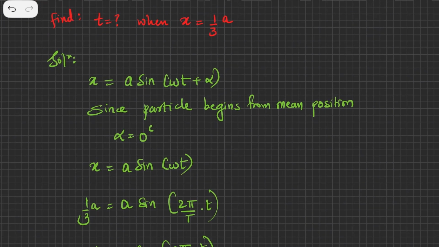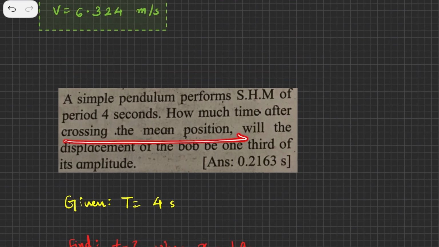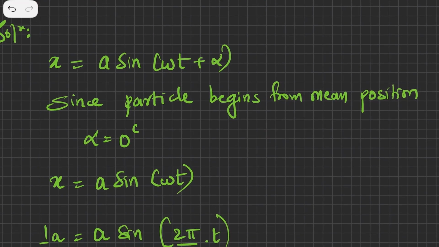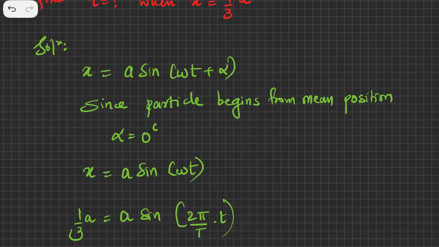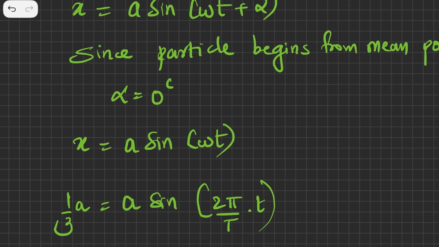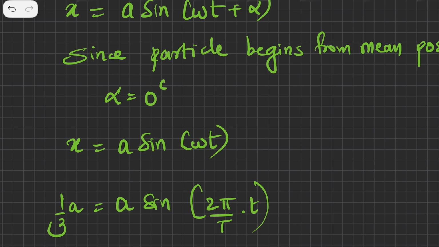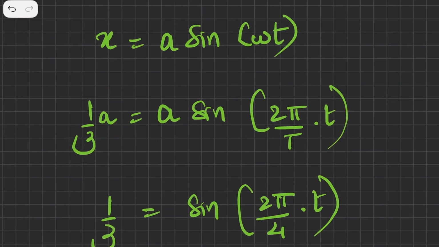Since they have mentioned that the particle is crossing the mean position, we are assuming that it is starting from the mean position. Since it begins from the mean position, the alpha value is 0. This is something we have done in our theory course. Now if I put the value 0 over here, I get x equals A sin omega t, because plus 0 is not written. In place of x, they have mentioned 1/3 of A.